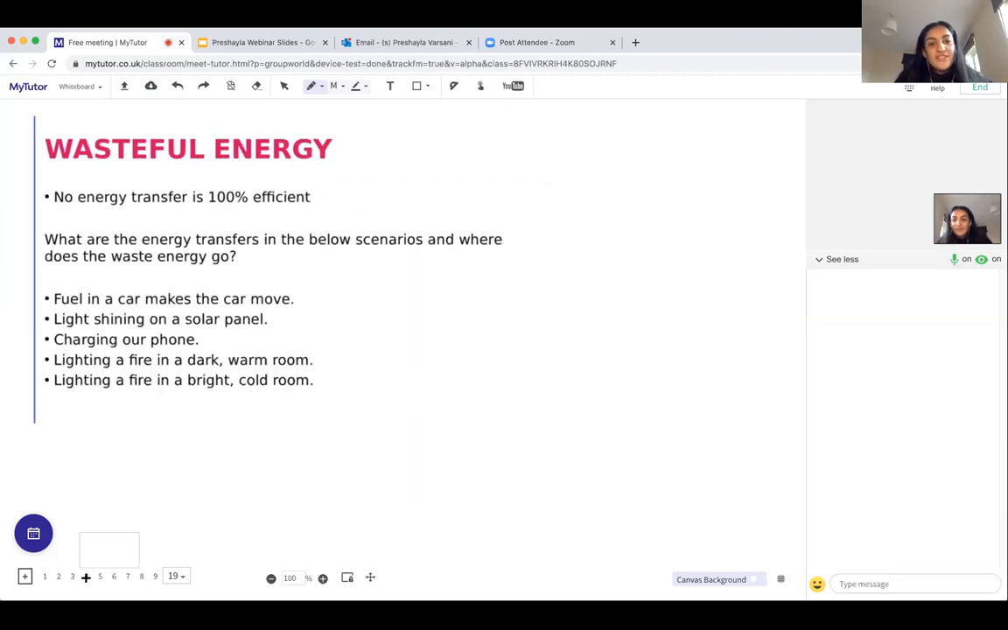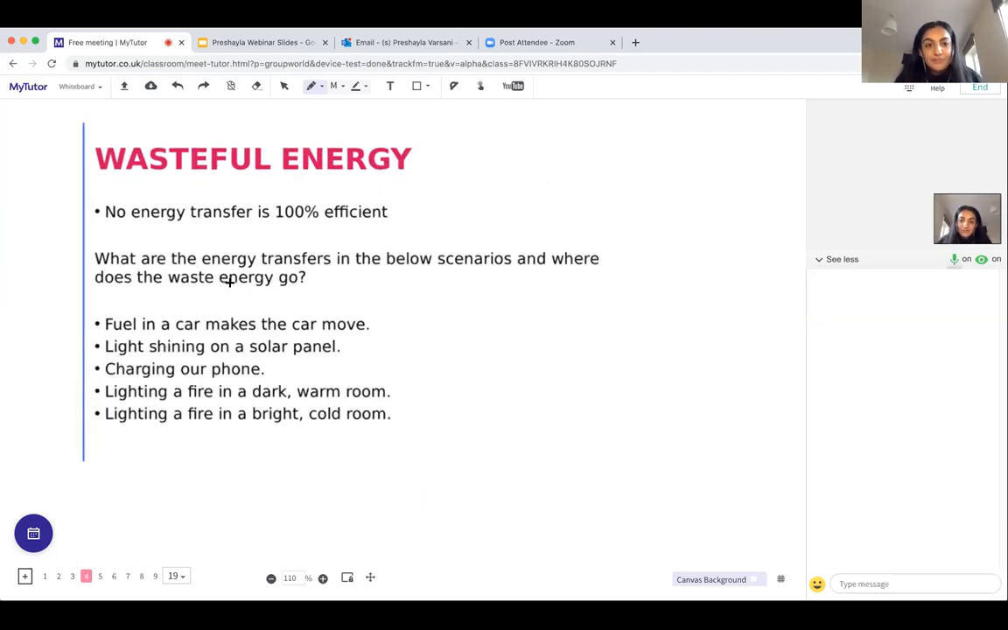Okay, so we have this thing called wasteful energy. When we talk about wasteful energy, what we really mean is energy that is not doing the thing that we want it to do. So, for example, in a microwave, you want it to heat up your food. That's the only purpose. You don't care about anything else. You just want your food hot. Any other function that that microwave does is useless to you.